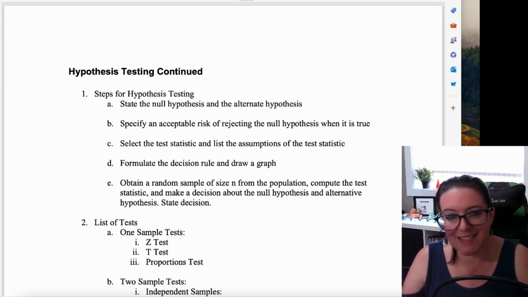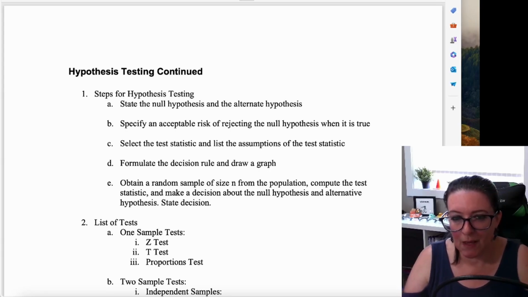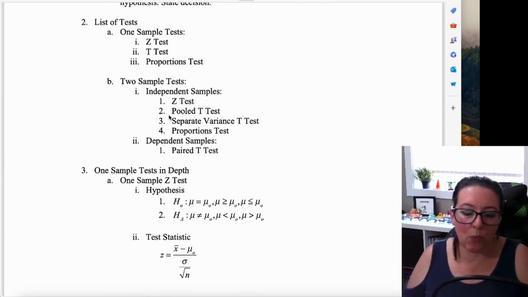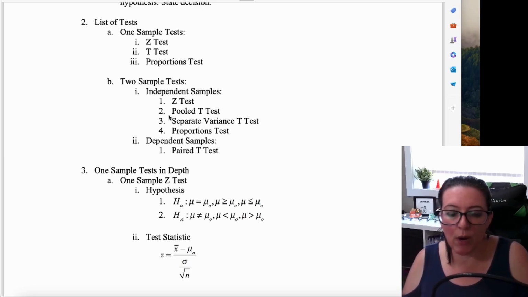Then we're going to select the test statistic, state the assumptions of the test statistic, formulate a decision rule, draw a graph, and then obtain a random sample of size n from the population, compute the test statistic, and make a decision about the null hypothesis and alternative hypothesis. So we're going to go through over the next couple of videos a number of different hypothesis tests, and then later we will have videos where you can do lots more hypothesis tests.